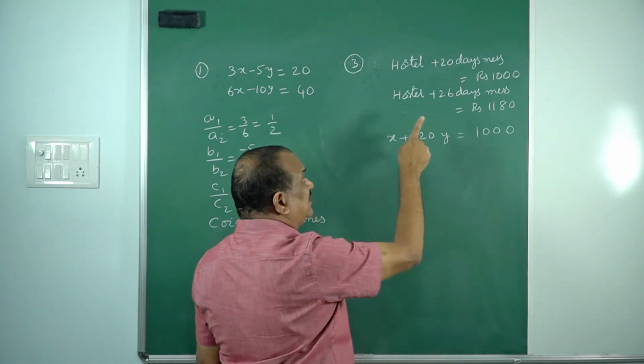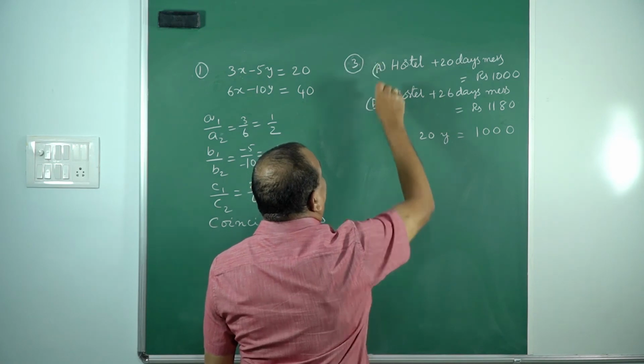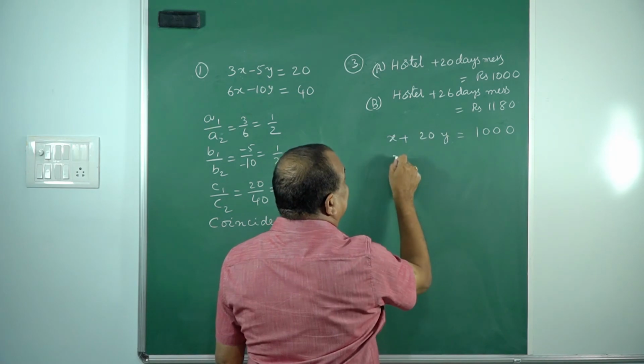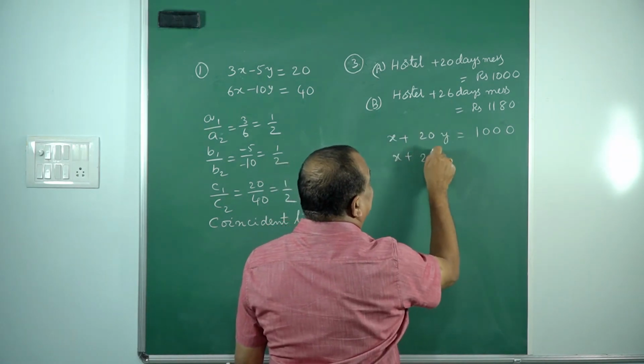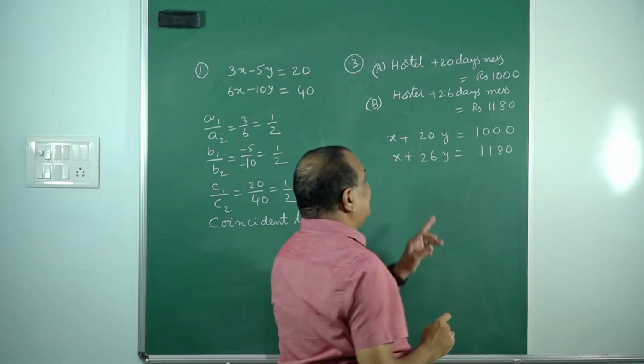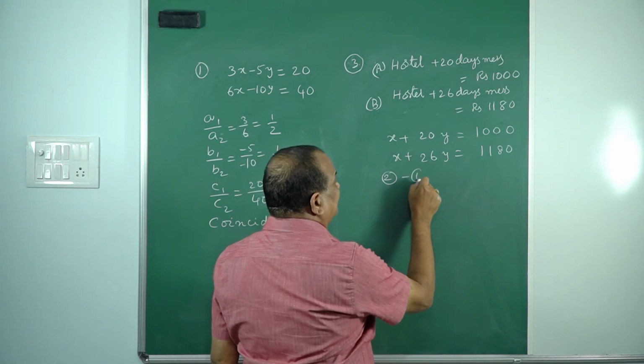And another student B, okay, this is about B and this is student A. What happened to the second student? Hostel charges X and 26 days she used and she paid 1180. This is the first equation, this is the second equation. From the second equation, I want to subtract the first equation.